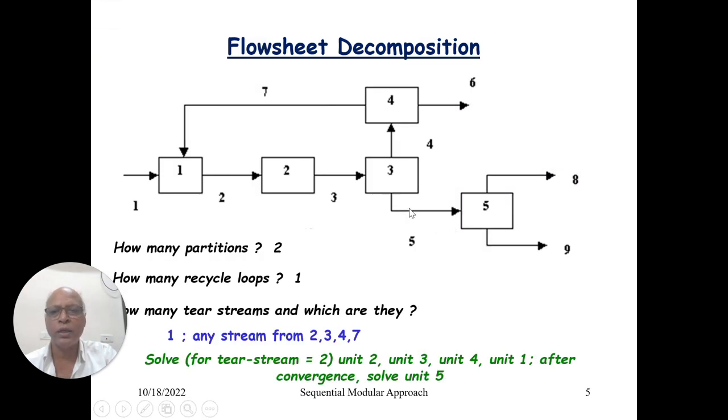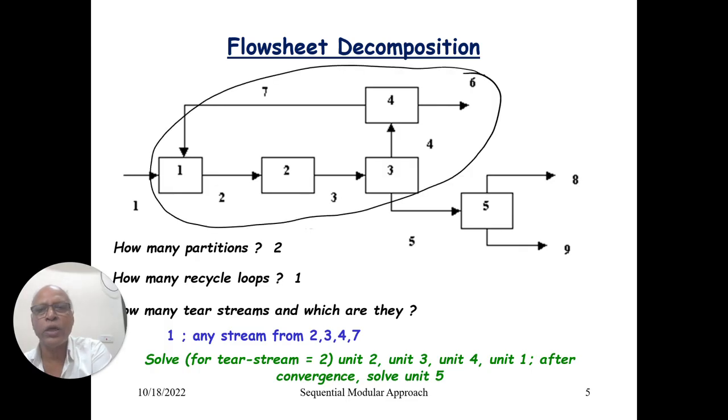So to answer these, how many partitions? 2. The first one involves units 1 to 4 followed by unit 5. So there are 2 partitions. How many recycle loops? There is only one recycle loop involving units 1, 2, 3 and 4, but unit 5 is outside this recycle loop. How many tear streams? Only one tear stream, 7. If you start with 7, then I will be able to start with unit 1, followed by unit 2, followed by unit 3, followed by unit 4.